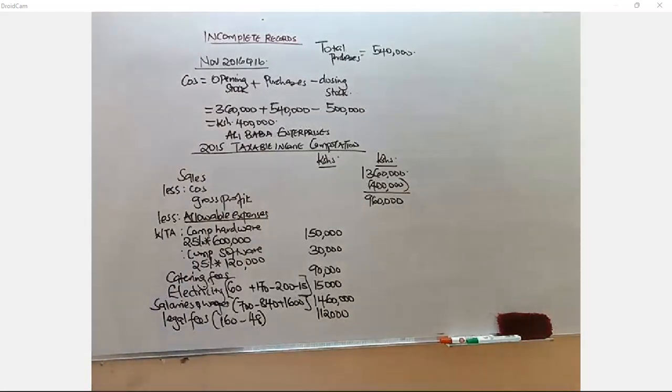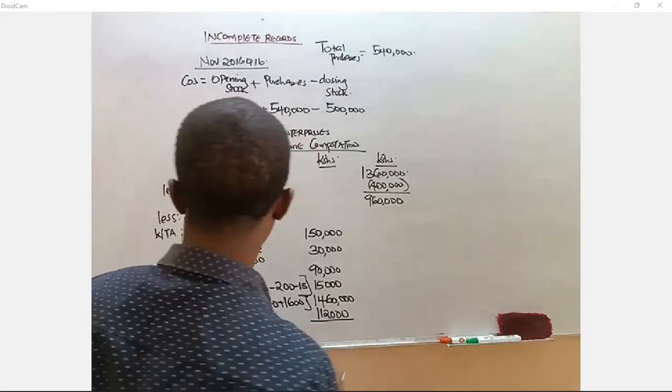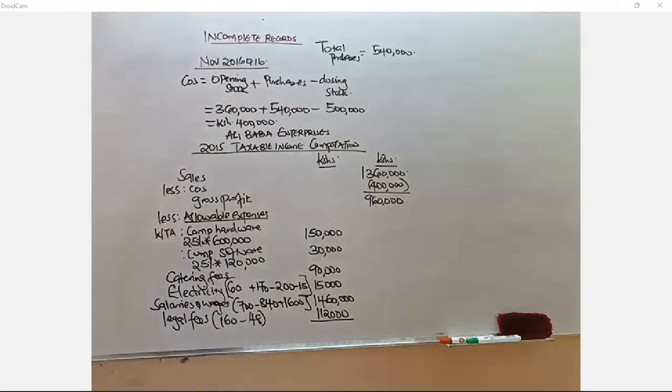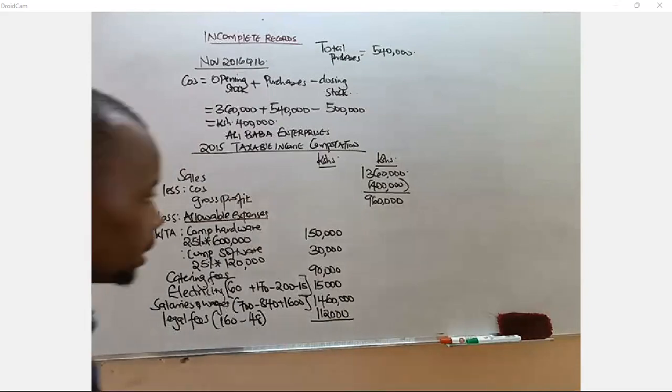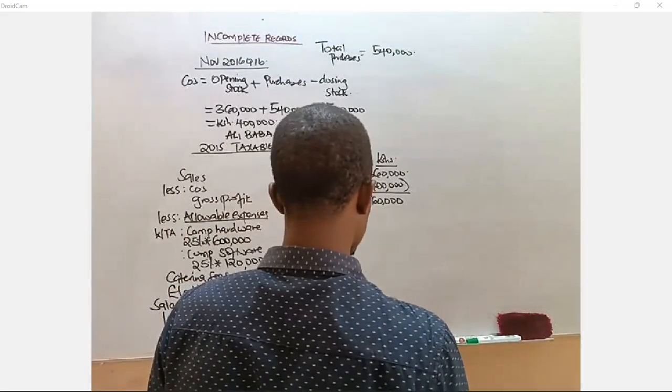The biggest question will be, what will be my total expenses? How much is my total expenses? In this case, I just need to say 150 plus 30, that is 180, plus 90, plus 15, we had 1460, we had 112. Here we are getting 1857,000.